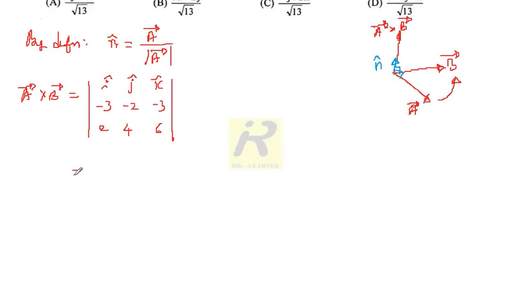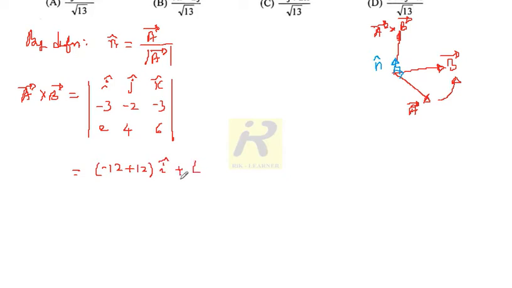This is equal to, what I can write. For the i component, we have to consider these two and multiply them, that is minus 12, and here comes one more minus. And these two should be multiplied, it is minus 12. That means it becomes plus 12. This is the i component.